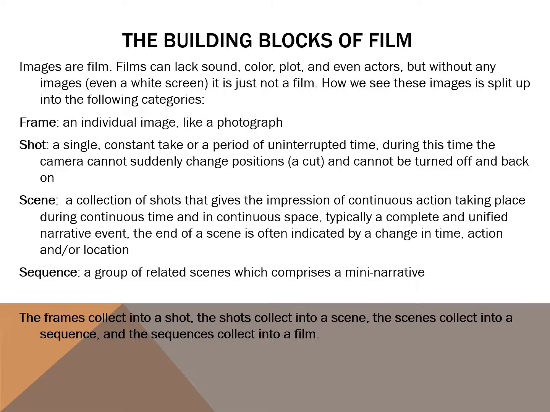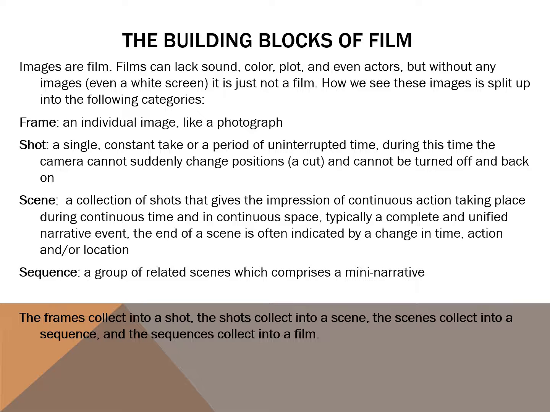So you should have already read the handout on this, but just to go over it again, these are the building blocks of film. Images are film. Films can lack sound, color, plot, and even actors, but without any images, even a white screen, it's just not a film. How we see these images is split up into the following categories. We have a frame, shot, scene, sequence, film. So your frame is an individual image like a photograph. You've got a frame of a film, which is just a still shot look at it.